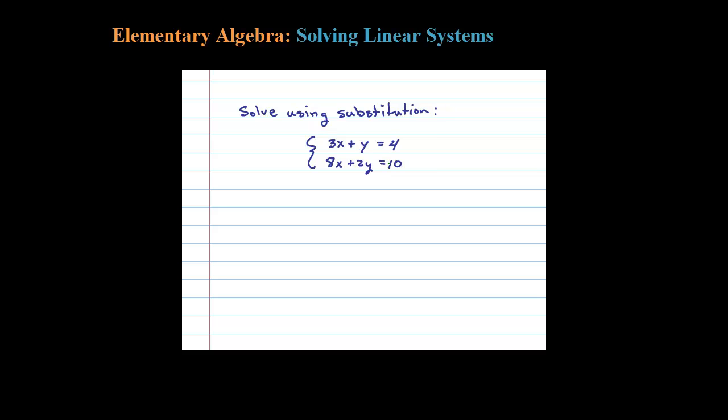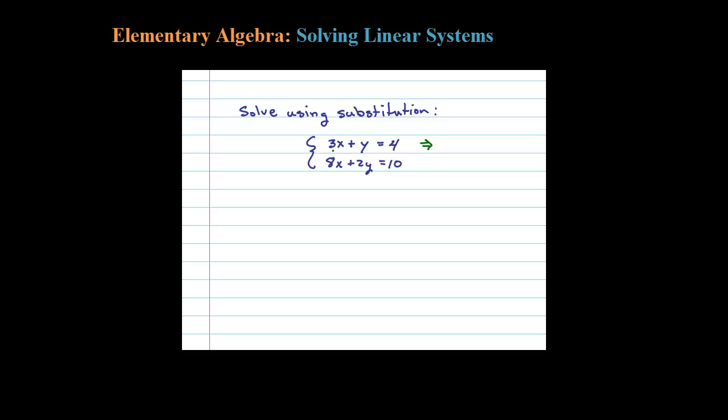Here we want to solve this system using substitution. In other words, we want to find the ordered pair that solves both of these at the same time, the simultaneous solution. What I first notice is that the first equation, I can get y by itself.